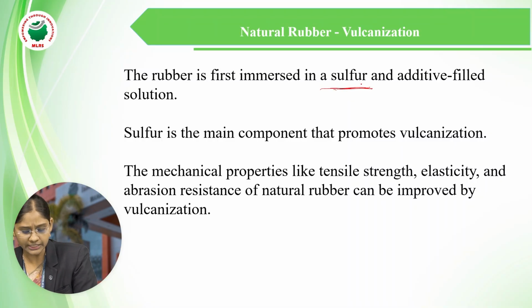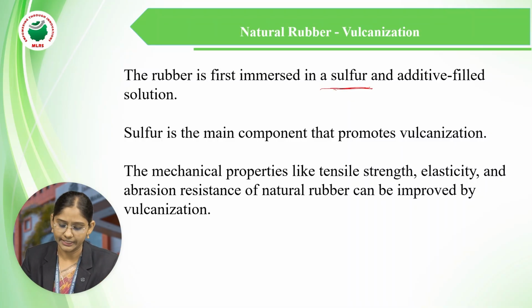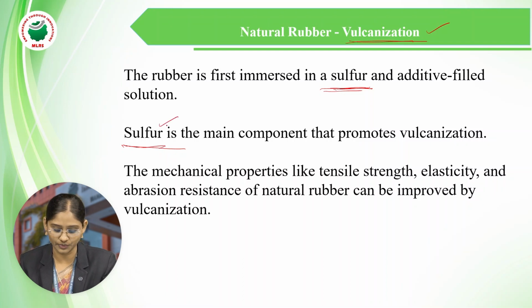So some modifications will be done to the rubber. In that, sulfur is added to the rubber. When sulfur is added to the rubber, that process is called vulcanization. This is also a very important topic. After vulcanization, the rubber we get is called vulcanized rubber. First the rubber is immersed in a sulfur and additive filled solution, and sulfur is the main component that promotes vulcanization.